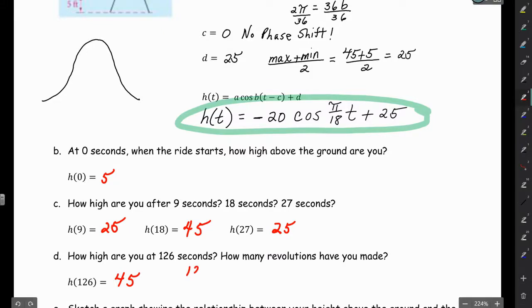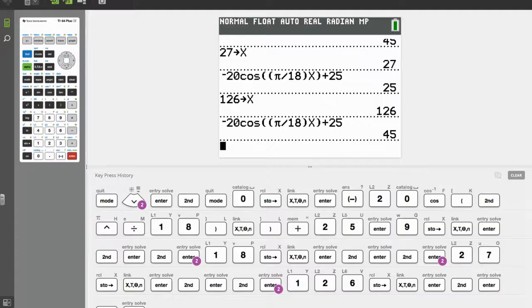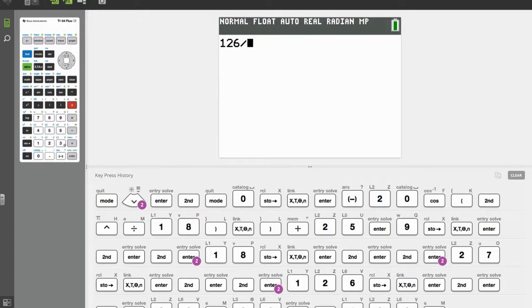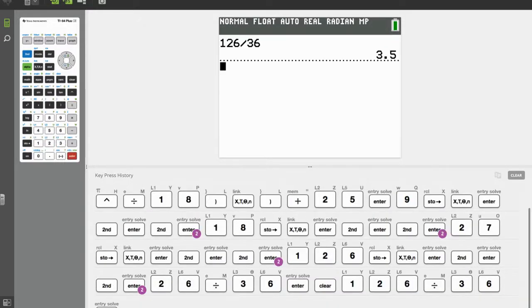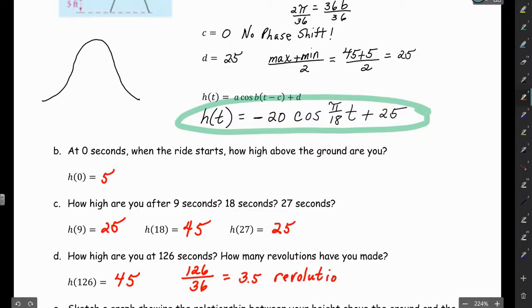So we have 126 seconds total, and one revolution takes 36 seconds, so we just need to divide 126 by 36. We get 3.5 revolutions. So that means we've gone around the Ferris wheel 3.5 times. So it makes sense. So we go 1, we go 2, we go 3, and then we go halfway around, which means we end up at the top, and we have our maximum value here, so we know we did the math right. We're just using common sense now to check it.